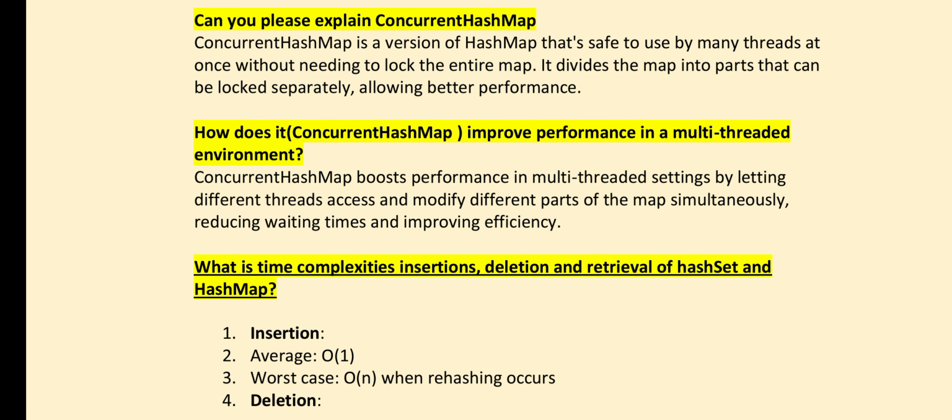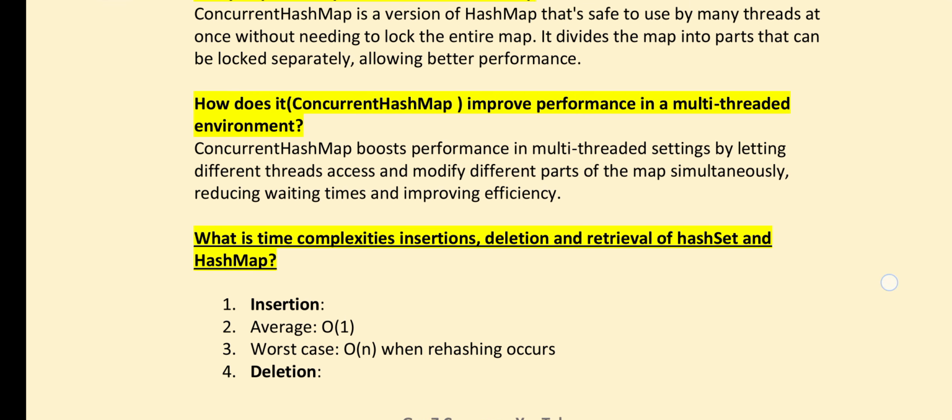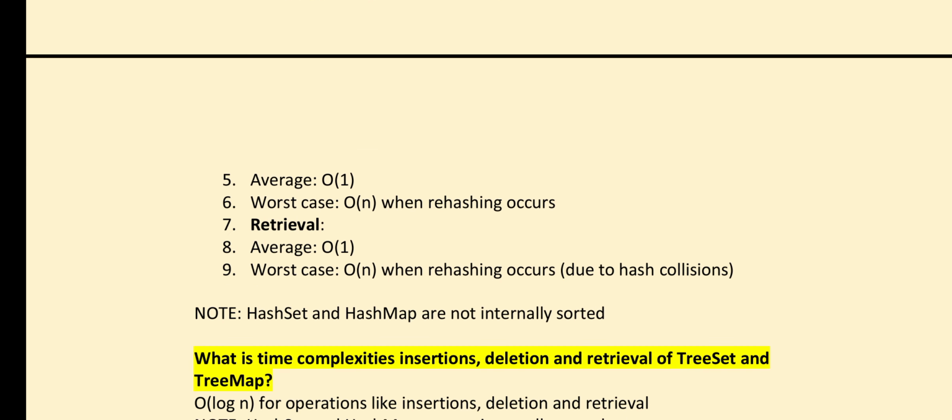What is the time complexity of insertion, deletion, and retrieval in HashSet and HashMap? For insertion, the average time complexity is O(1). The worst case is O(n) when rehashing occurs. For deletion, the average complexity is O(1). The worst case is O(n) when rehashing occurs. For retrieval, it is the same: the average is O(1). For the worst case, it is O(n) when rehashing occurs due to hash collision.